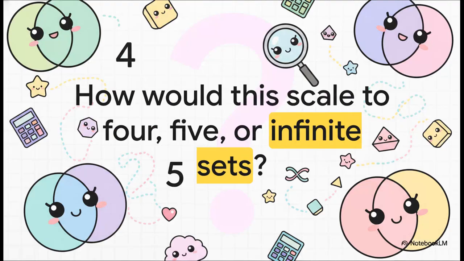Which leads us to a really tantalizing final thought. If this rhythmic addition and subtraction perfectly balances 1, 2, and 3 sets, continually correcting its own overcounting and undercounting, how would this equation look for 4, 5, or even an infinite number of sets? The pattern is already there, perfectly mapped out in the logic we just covered, just waiting for you to extend it. Imagine the massive, intricate data puzzles you could solve with that kind of endless, elegant scalability.